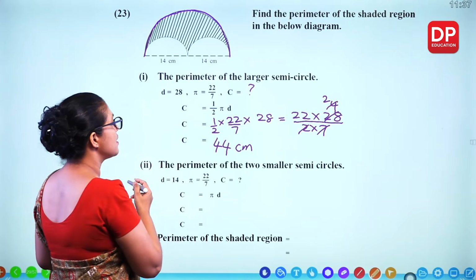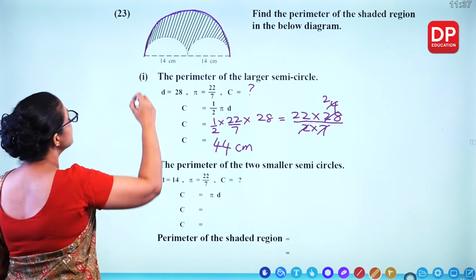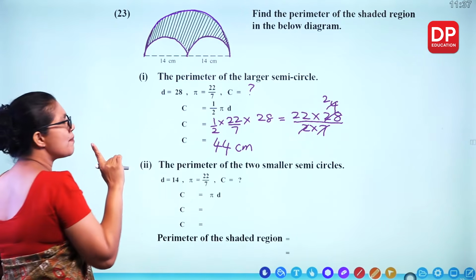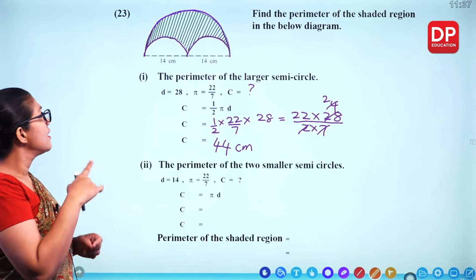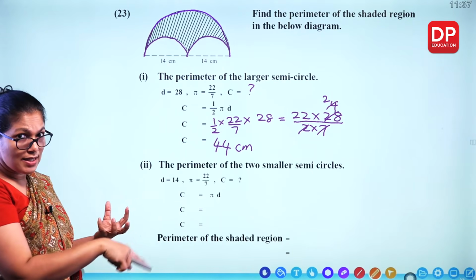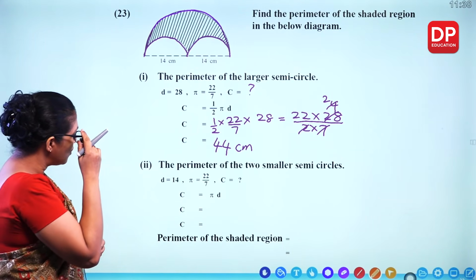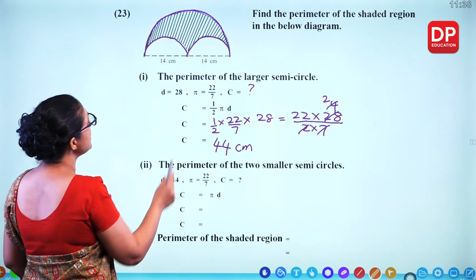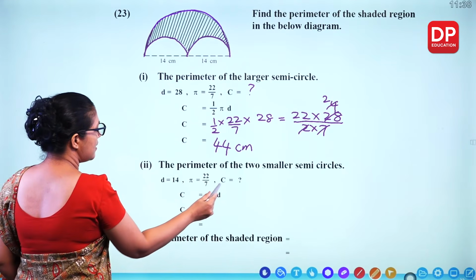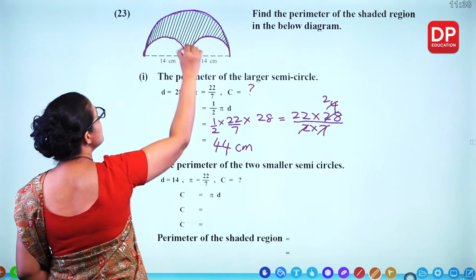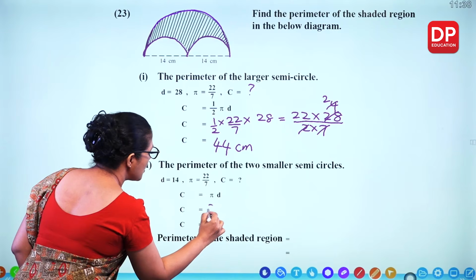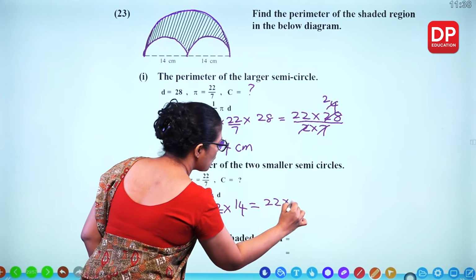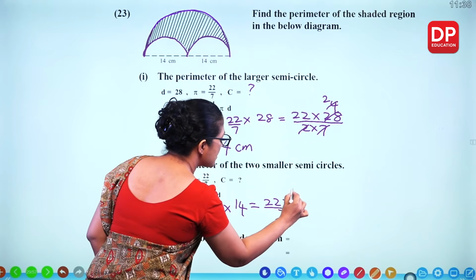That's centimeters. Now we'll take the smaller circles. So we need to find out this one and this one. You get 2 semicircular sections; when you take 2, what you get? 1 full circle. So we can use pi d straight away for the small one. What's the diameter? 14. And how do we find the circumference of a full circle? Pi 22 over 7, d is 14. 22 times 14 divided by 7, you get 44.